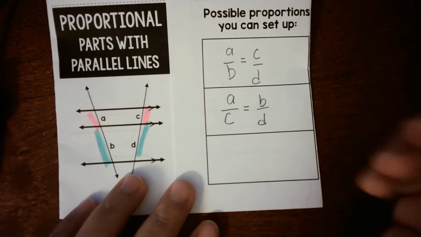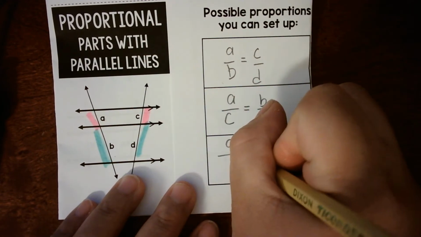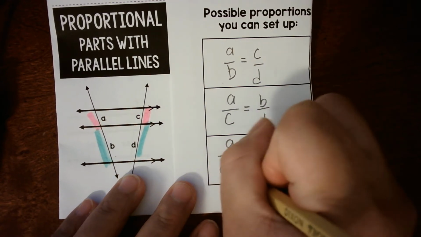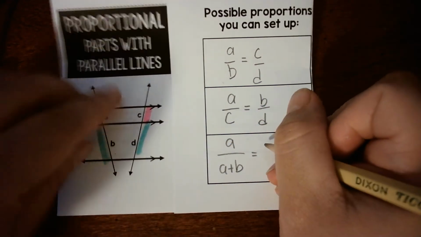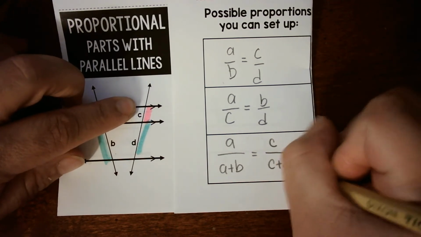We also can start adding sections together. So I can say that A compared to the whole section A plus B is going to have the same ratio as C compared to the whole section C plus D.